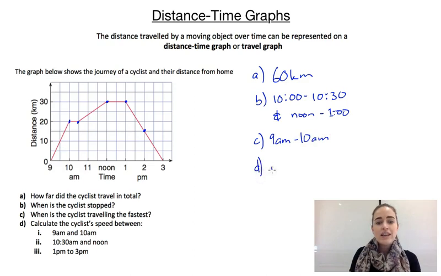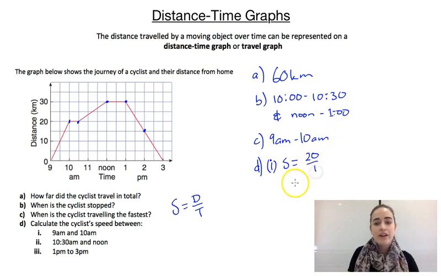Now question D is very similar to C, except it actually wants us to calculate speeds. To do that, we need to remember that speed is equal to the distance over time. So for our first section between 9 and 10 a.m., our speed would equal 20 kilometers because he's gone from 0 to 20, and that was over 1 hour, so 20 divided by 1, which would be 20 kilometers per hour.